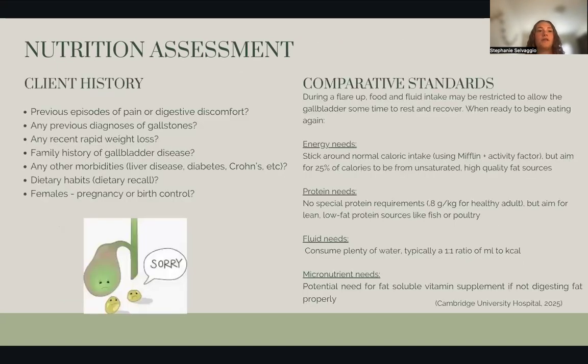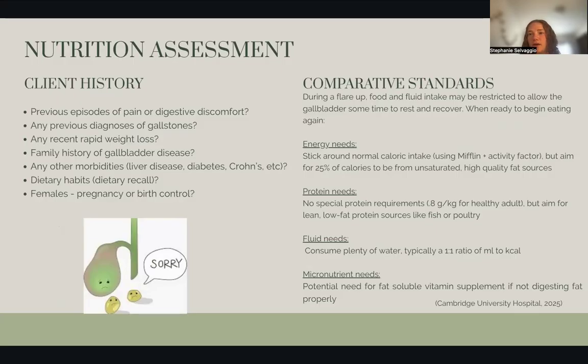And then some questions that you can ask the client: previous episodes of pain or digestive discomfort, previous diagnoses of gallstones, that can look at whether this is acute or chronic. Any recent rapid weight loss, that's a risk factor. Another risk factor is family history, comorbidities as a risk factor. So liver disease, diabetes, or Crohn's.